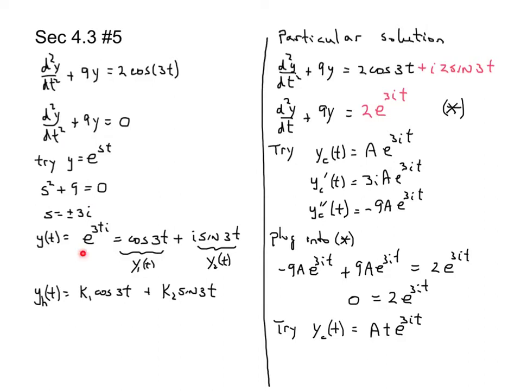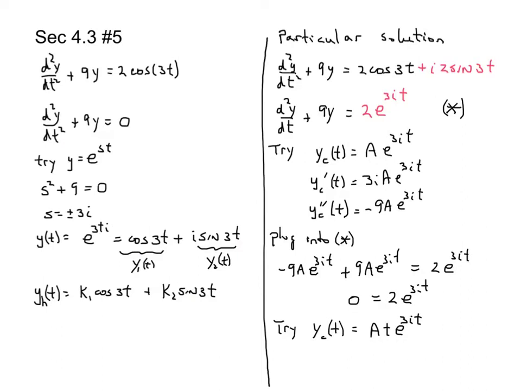Using Euler's formula, e to the 3it is just cosine 3t plus i sine 3t. Each one of these is a solution of the homogeneous problem, and so we have a linear combination of cosine 3t, the real part, and the imaginary part, sine 3t. Together they form the solution of our homogeneous problem.